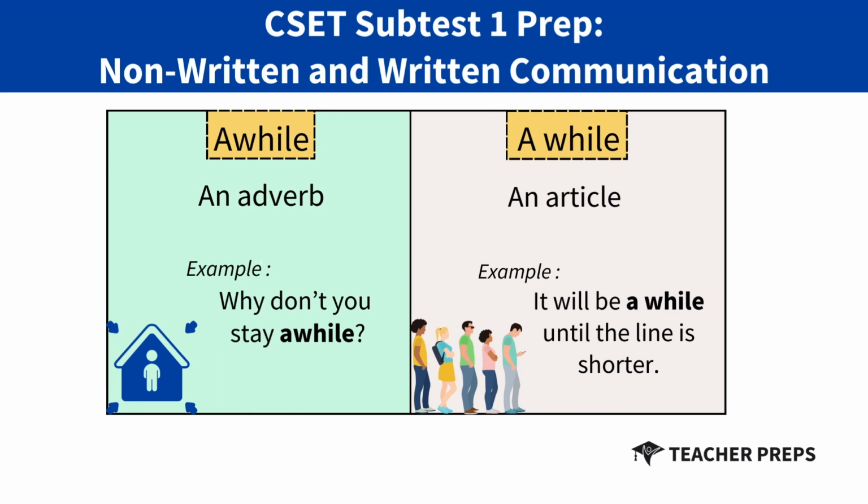Now let's go to awhile and a while. Again, one word on the left, two words on the right. Awhile, meaning the adverb, the example would be, why don't you stay awhile? Whereas on the right side, a while, two words, that's an article and a noun. So for example, it will be a while until the line is shorter.